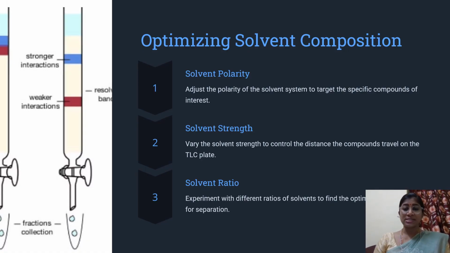So this is optimizing solvent composition: solvent polarity, solvent strength, solvent ratio. Adjust the polarity of the solvent system to target the specific compounds of interest. Solvent strength: vary the solvent strength to control the distance the compounds travel on the TLC plate. Solvent ratio: experiment with different ratios of solvents to optimize the separation.